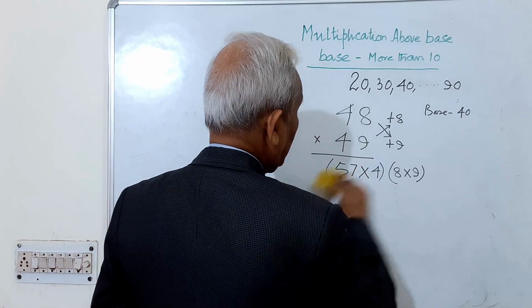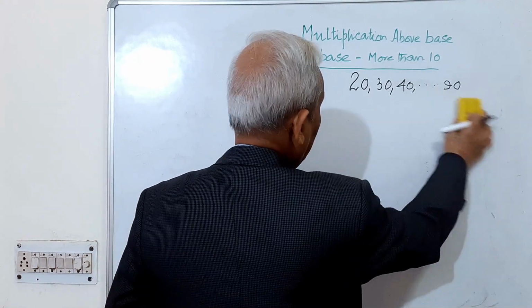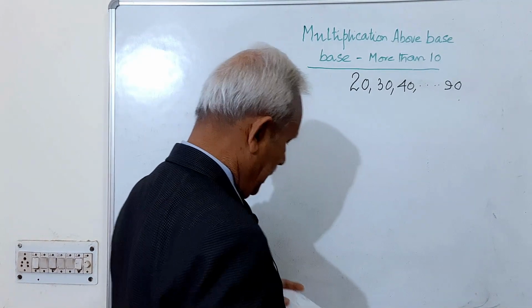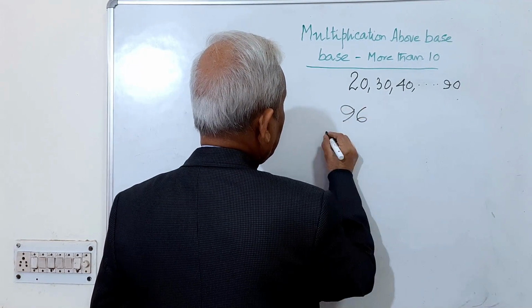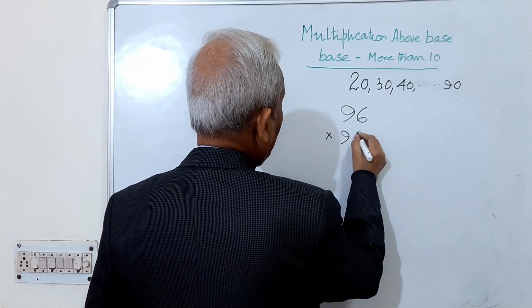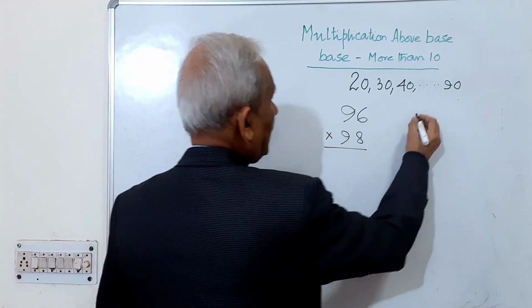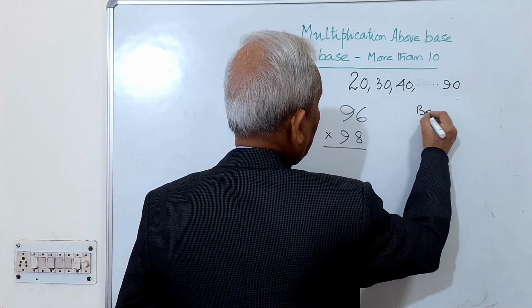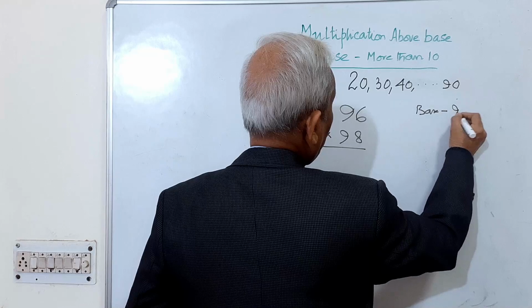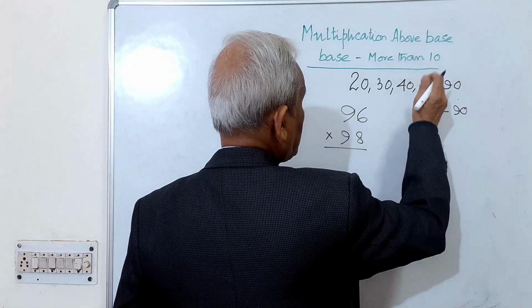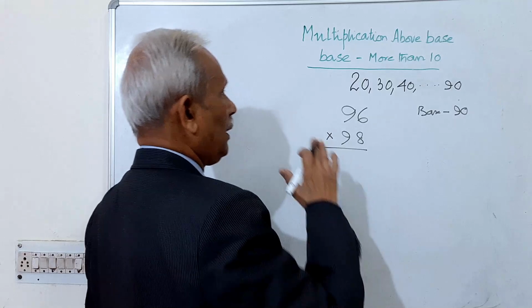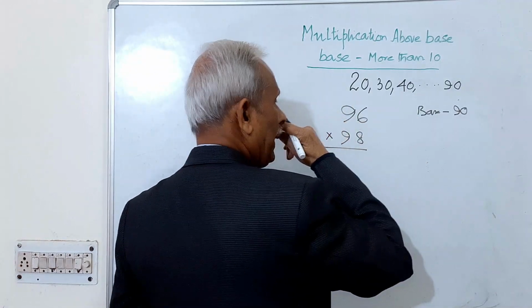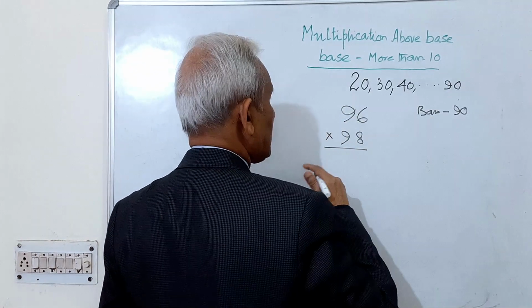Well, let us see the next question. The last question is 96 into 98. Here the base is 90. We could have done 50, 60, 70, 80, no issue. Any number, any base from 20 to 90.